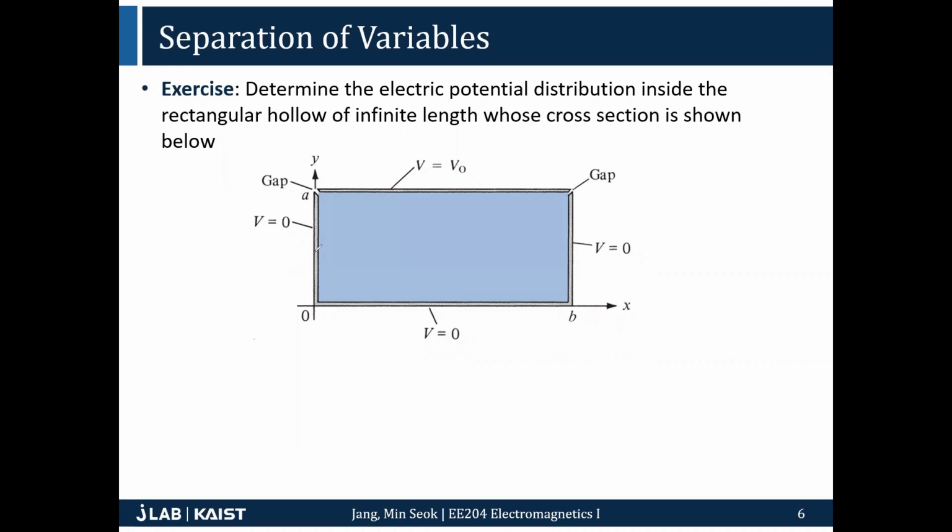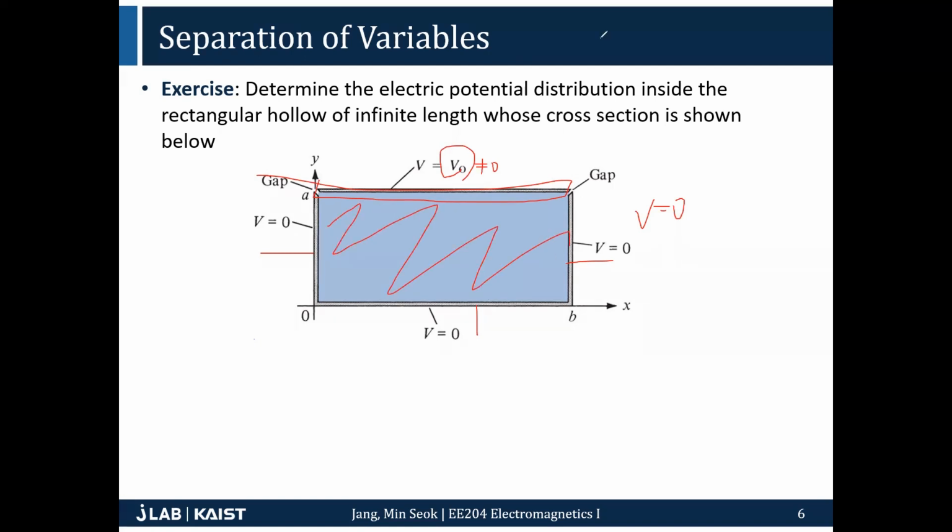The left, right, and bottom of the pipe are held at potential V equals 0, but the top portion of the pipe is V0, which is different from 0. In this case, the problem is what's the potential distribution inside the pipe as a function of X and Y coordinates.